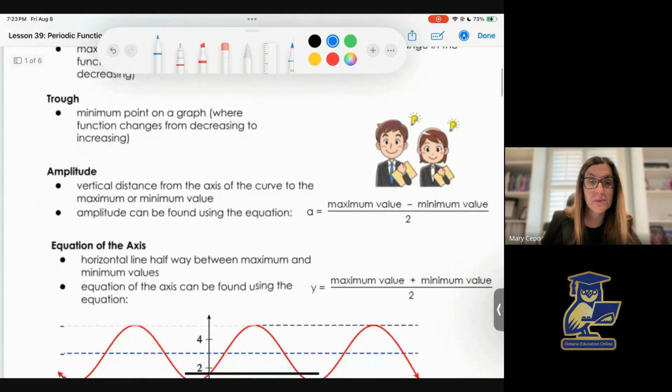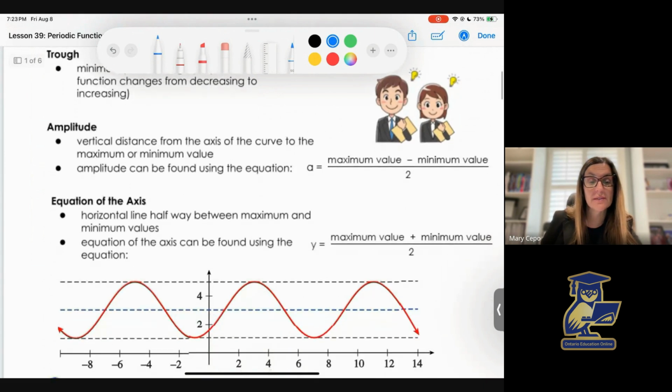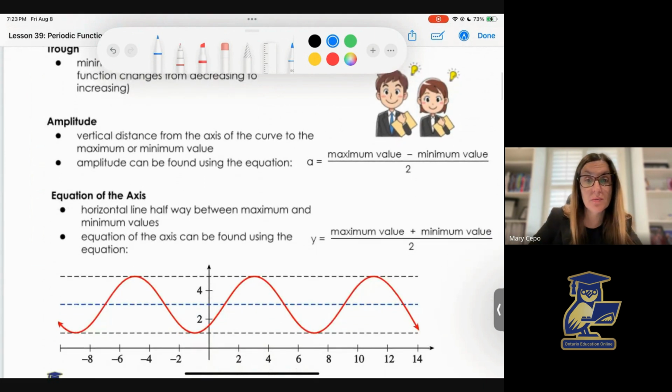Amplitude is the vertical distance from the axis of the curve to the maximum or minimum value. The amplitude can be found using the following equation: the maximum value minus the minimum value, divided by 2. When they say the axis of the curve, the equation of the axis is the horizontal line halfway between the maximum and minimum.